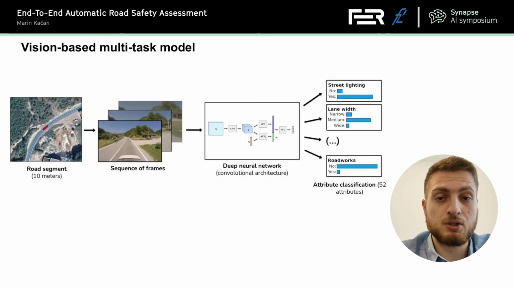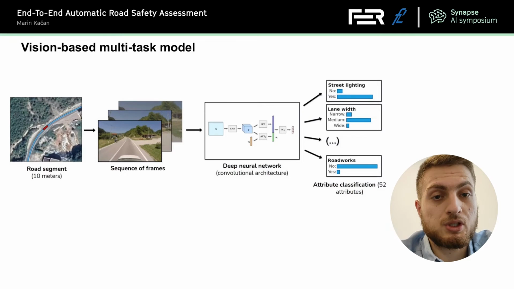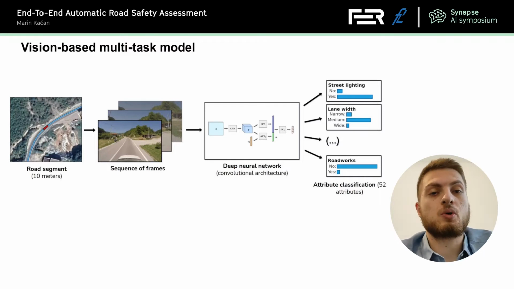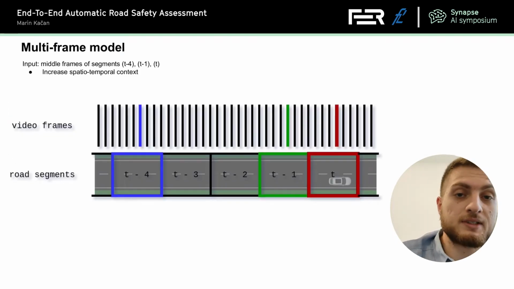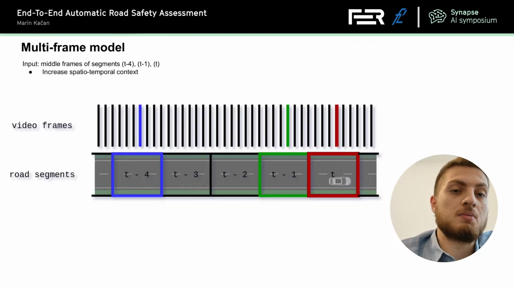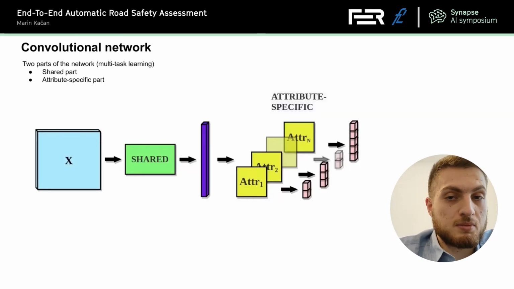Our first approach was a vision-based model, which classifies a segment by taking multiple frames that represent it and processes them with a convolutional neural network, which works in a multitask manner and tries to predict the values of all the attributes at once. The exact frames that the model takes for a given segment t are the middle frames of segments t, t-1, and t-4, which gives the model more context and resilience to occlusions.